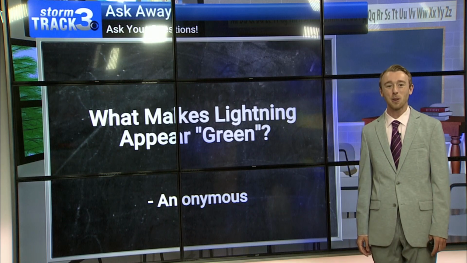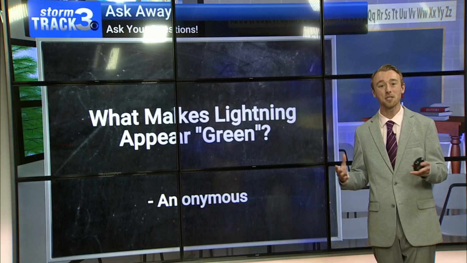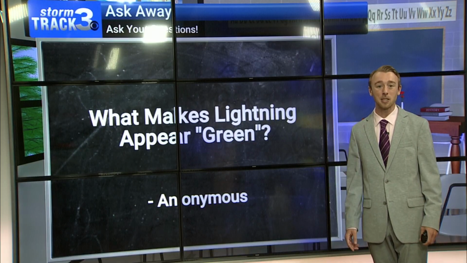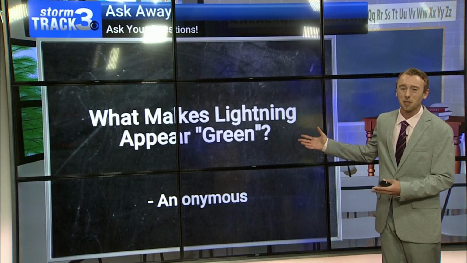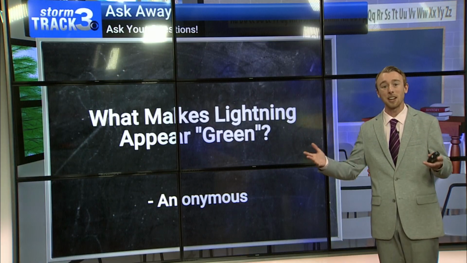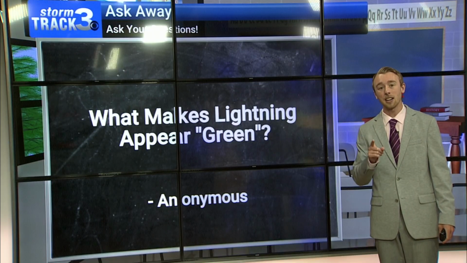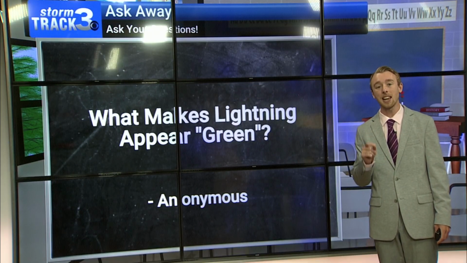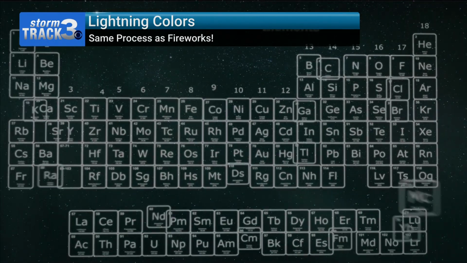For this week's Ask Away, we're talking about lightning. With the stormy pattern that looks to set up into this weekend, it will be a timely topic, and one of our anonymous viewers wants to know what makes lightning appear green when it strikes the ground or strikes in the cloud. So we'll talk about that, and it all has to do with the periodic table, believe it or not. So we'll look at all of the elements of this periodic table.